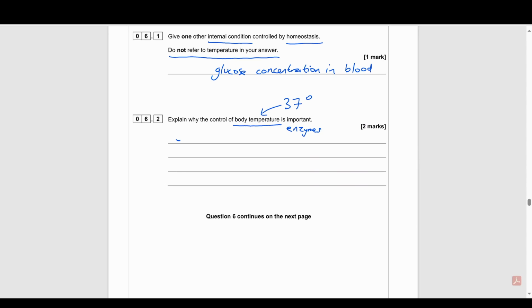So what we can say then is enzymes, and this applies to all of them, have a temperature at which they work the best. And what we call that best is the optimum. If it goes away from that optimum, then the rate of the reaction is going to be lower.